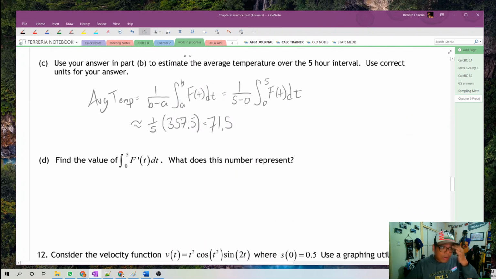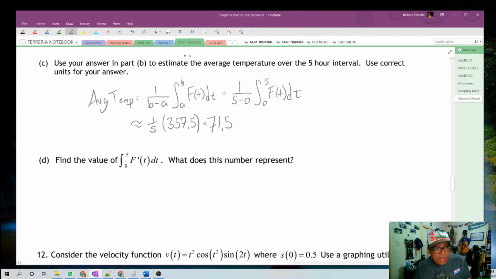Okay, letter D. Find the integral of f prime of t dt. Now I don't want to say it's a trick question, but it makes sure you know what you're reading here. The integral from 0 to 5 of f prime of t dt. What's the antiderivative of f prime? The antiderivative of f prime is just f. So this is equal to f evaluated at 5 minus f evaluated at 0.